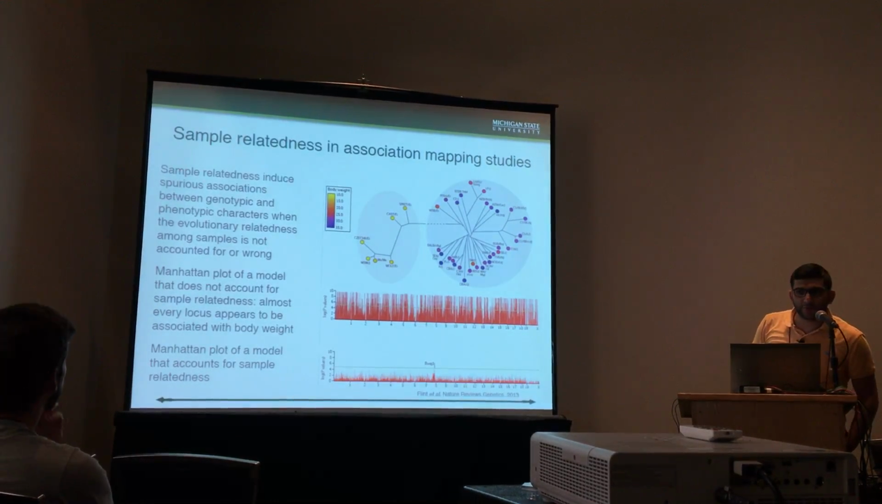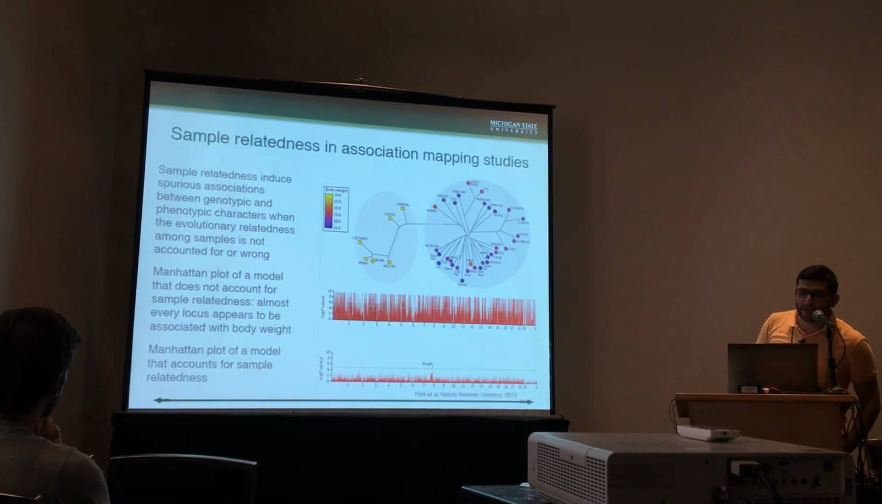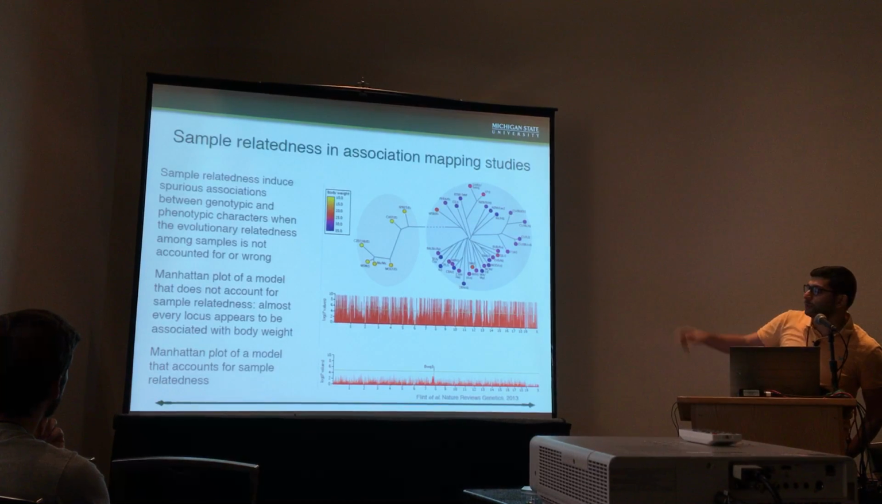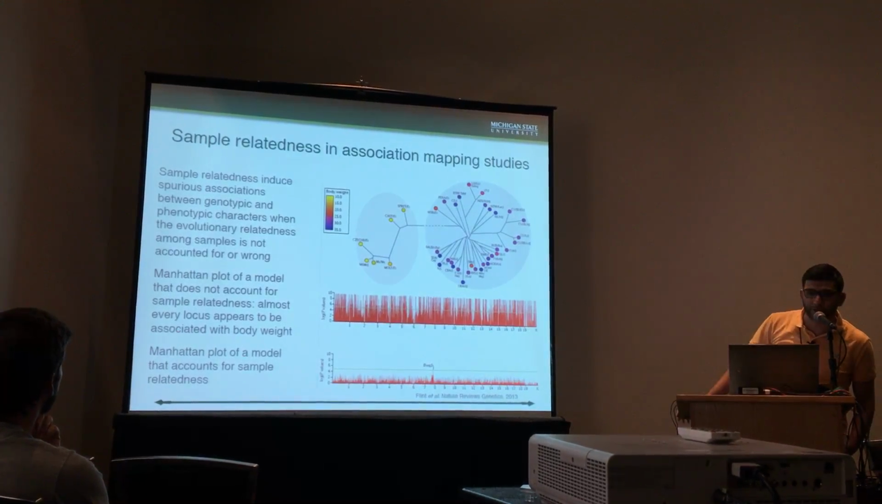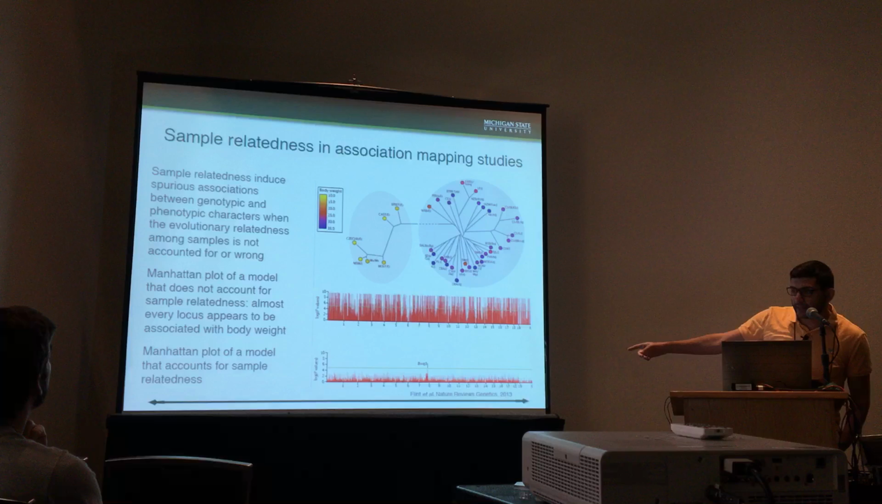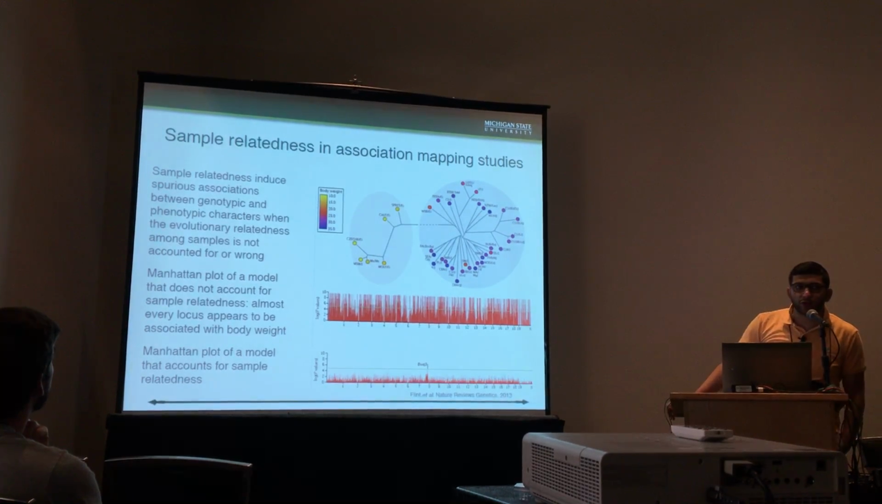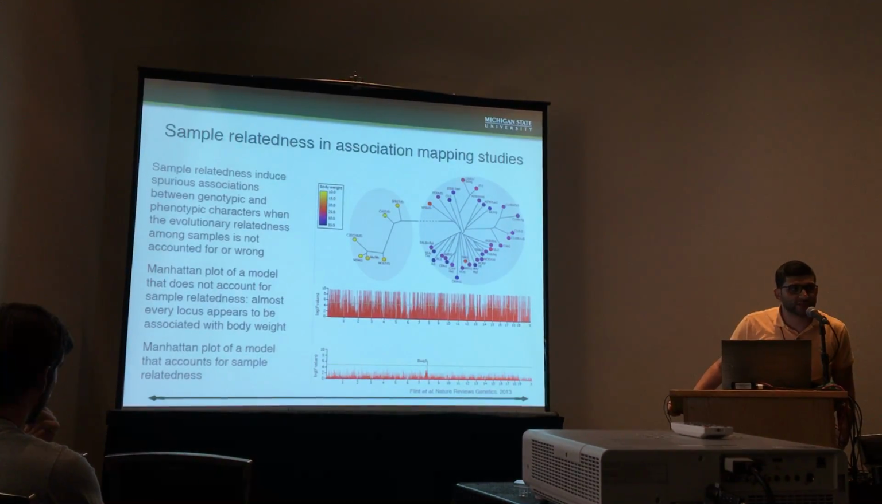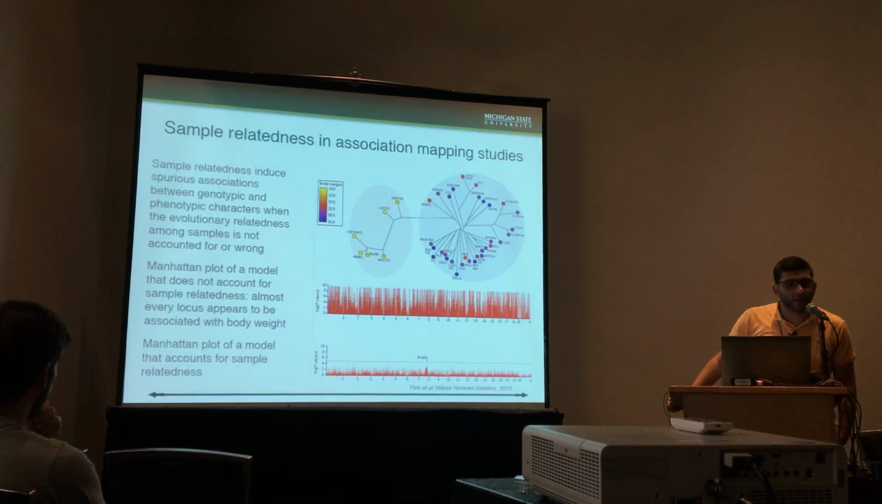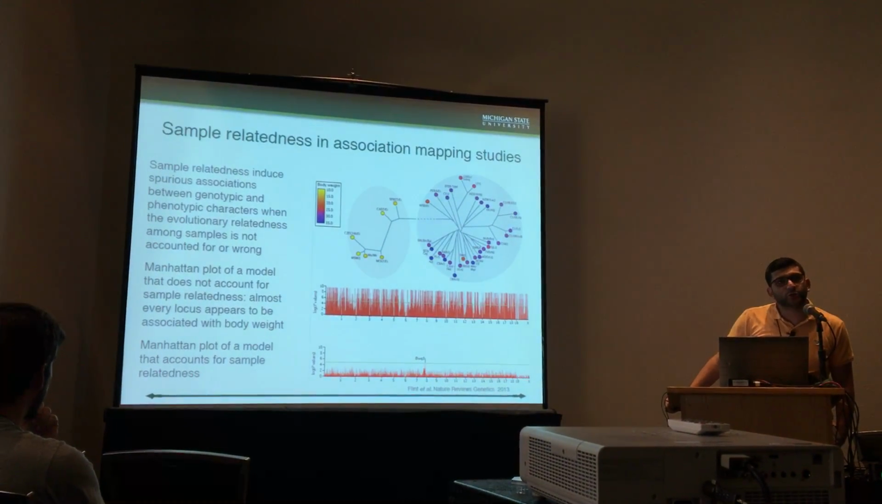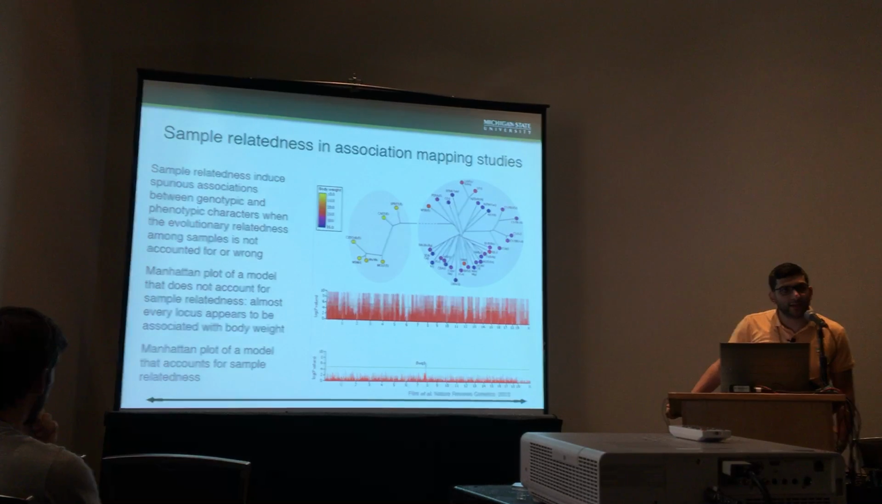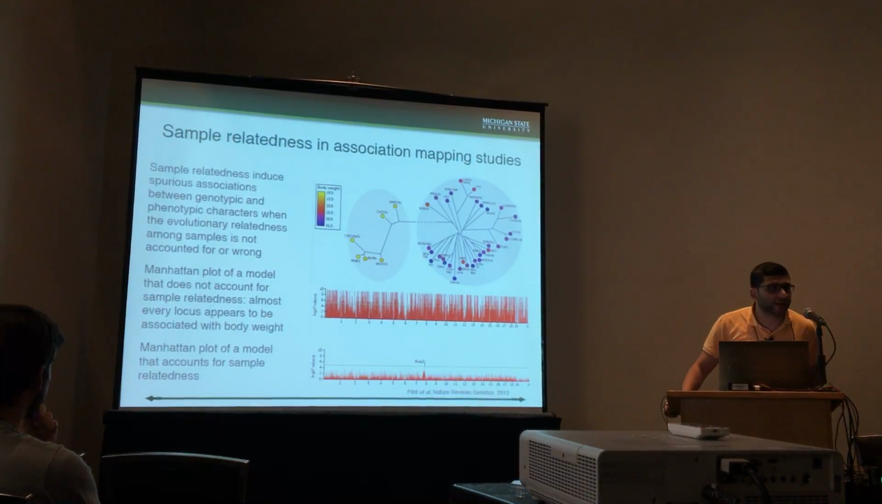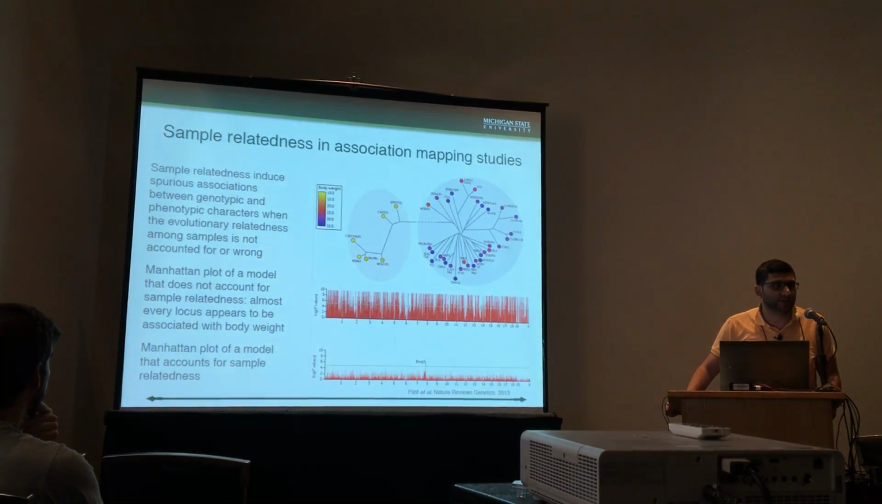On the other hand, if you actually apply an association mapping method while correctly modeling the evolutionary relatedness that you see in this figure, then you end up with this second Manhattan plot, where it seems that there is only one locus that is associated with the phenotype. So it is very important to model sample relatedness correctly in order to generate reasonable as well as reliable results.